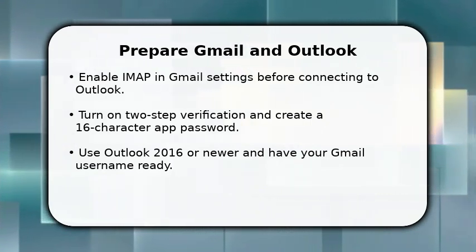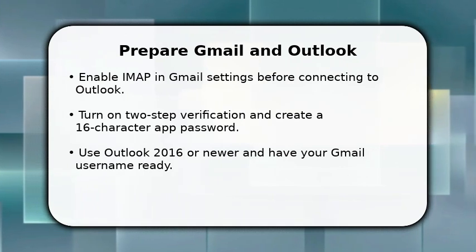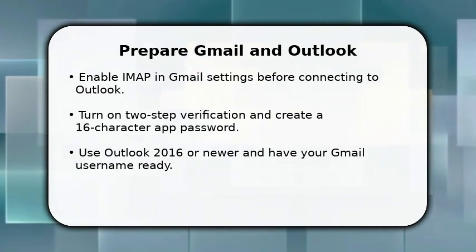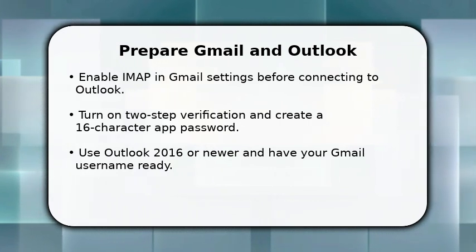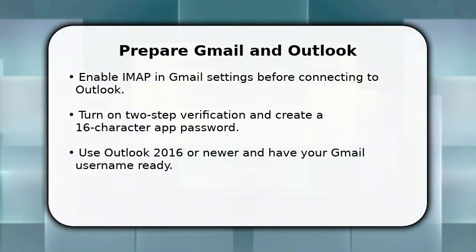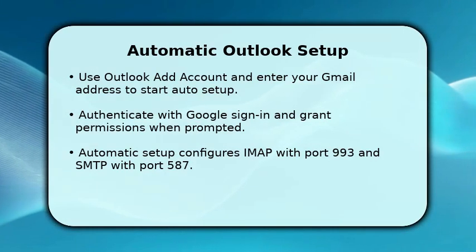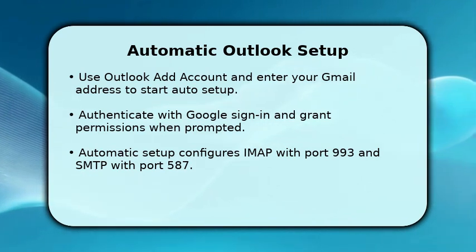Confirm you are running Outlook 2016 or newer for smooth auto-configuration, and have your Gmail address and normal password ready. Keep note of IMAP port 990. Open Outlook and choose File, then Add Account to start automatic setup. Enter your full Gmail address and click Connect to begin Google authentication.